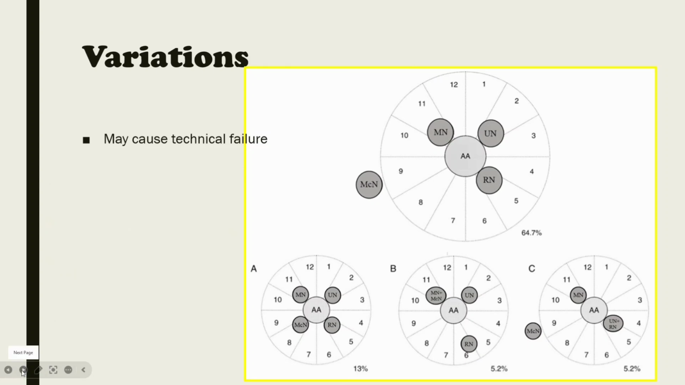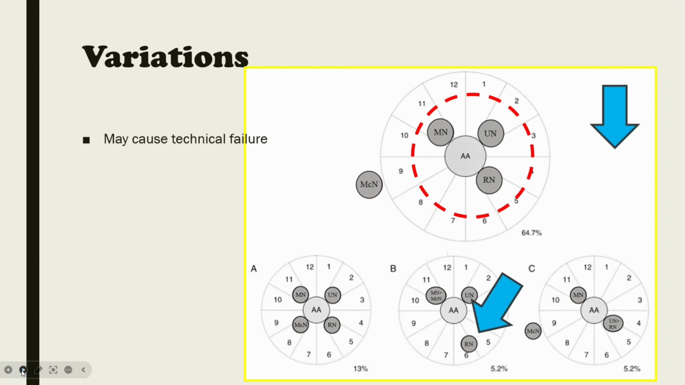Apart from this, it is not always normal. In this case, there are certain variations. This is the most common median, ulnar, radial nerve distribution. However, certain variations are still there that might cause technical failure. As in this case, you can see the radial nerve or the ulnar nerve lie away from the axillary artery, or some other variation. In that case, ultrasound takes the upper hand.